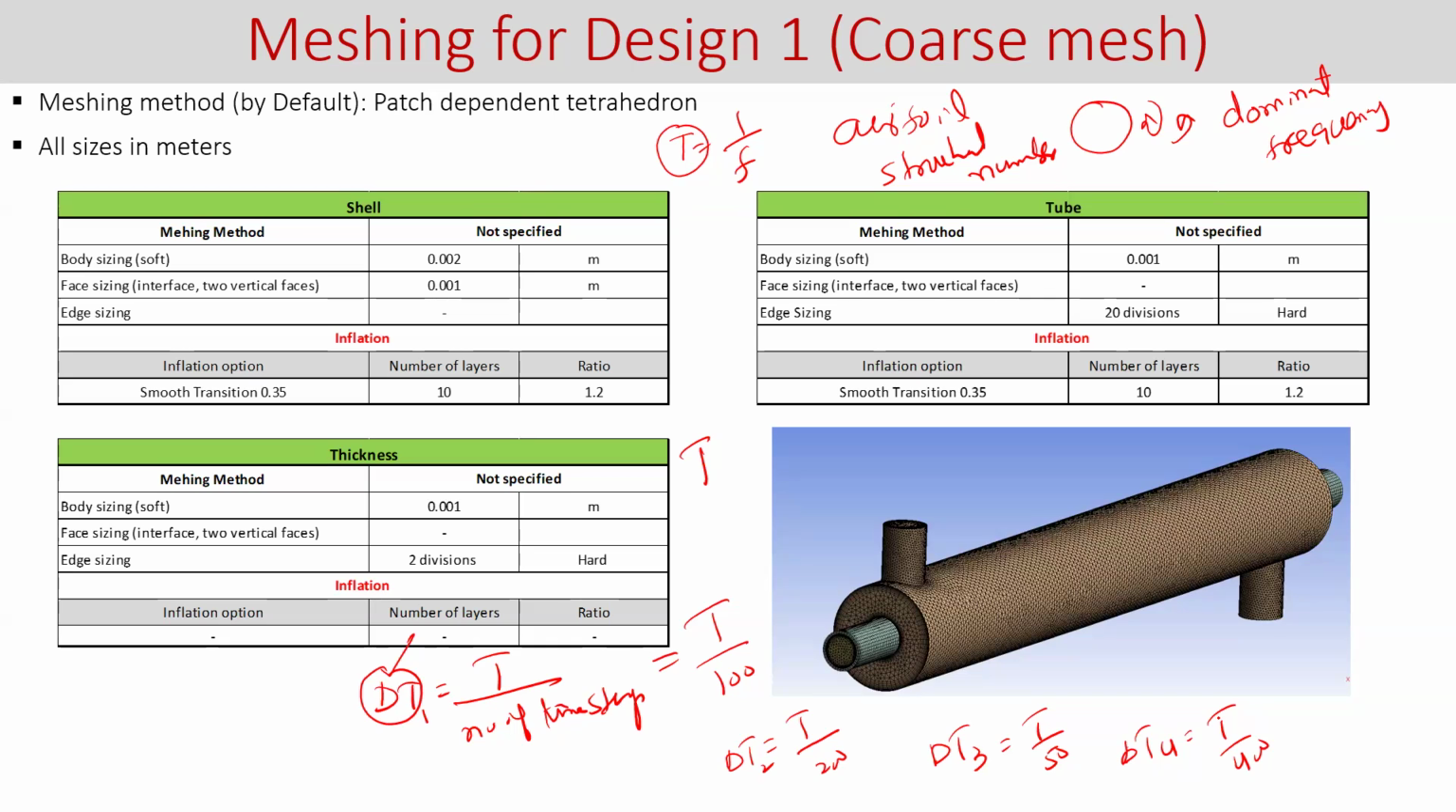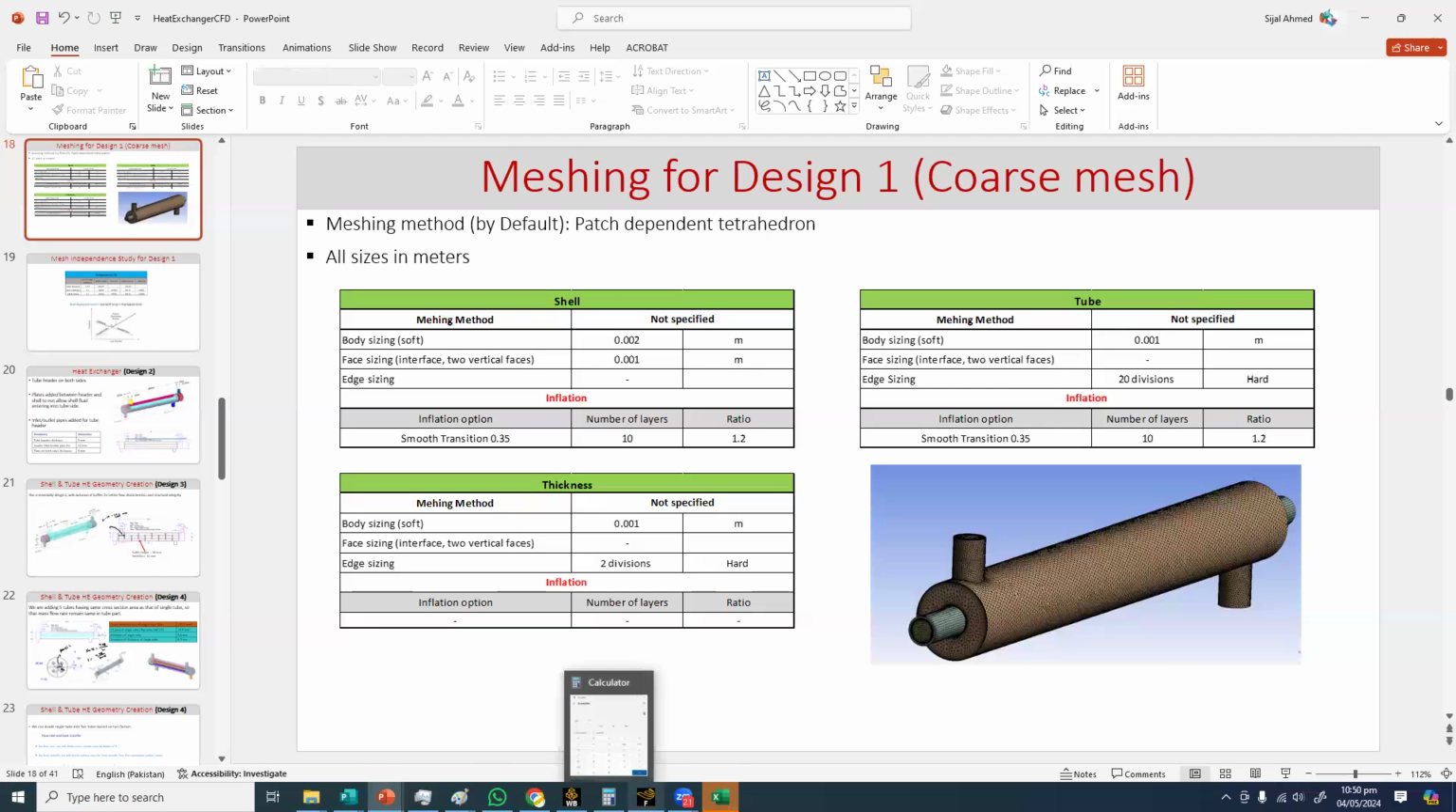Yes, the dominant frequency is about the circular cylinder. When we discuss the von Karman vortex street, in that case we discuss the dominant frequency. But in this course, we are not going for that problem. We are going with the wind turbine and the tank emptying. So in the tank emptying, you can see here how I calculated the time step.